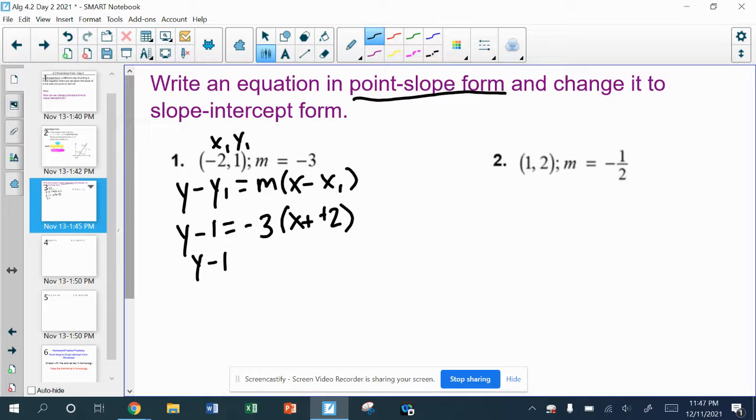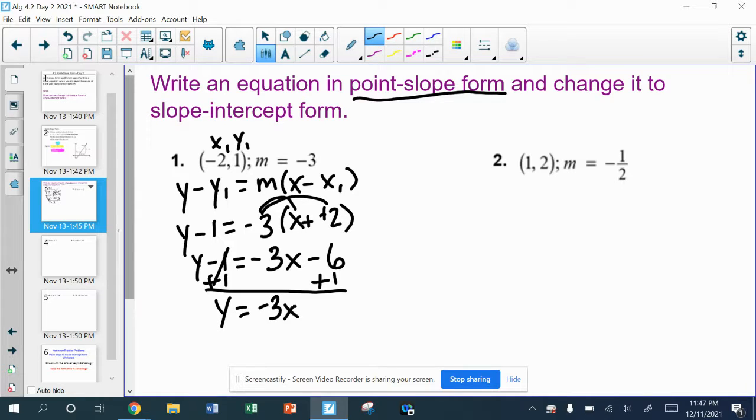Now this is getting it into slope-intercept form. I want to get the y by itself. And to do that, I have to start by getting rid of the parentheses. So we will distribute. So negative 3 times x is negative 3x. And negative 3 times a positive 2 would be a negative 6. The last thing that we have to do to get the y by itself is get rid of that 1. So we would add 1, and then think about where we would put that. We would probably want to put it with that negative 6 that I have. So y equals negative 3x, negative 6 plus 1 is going to be negative 5.